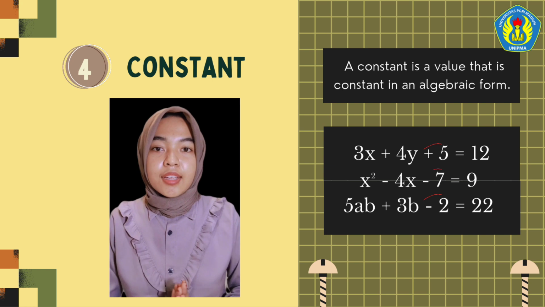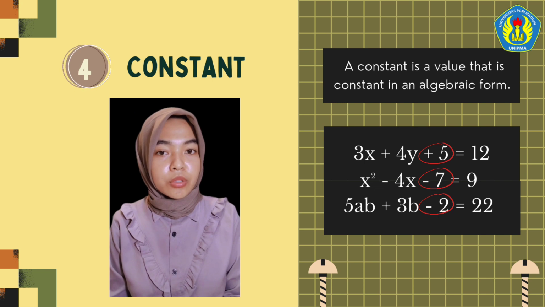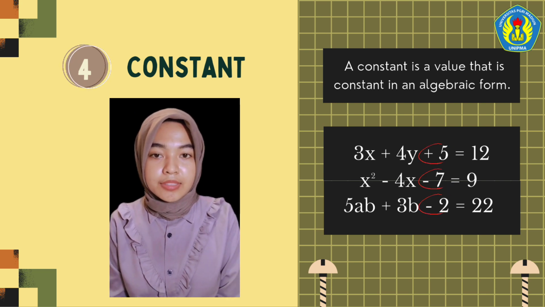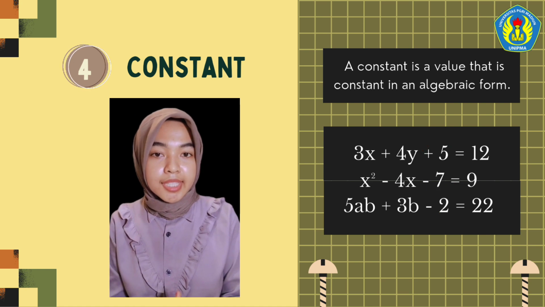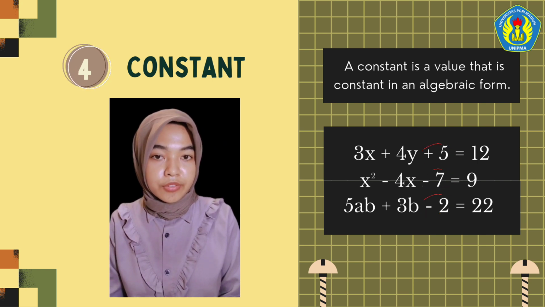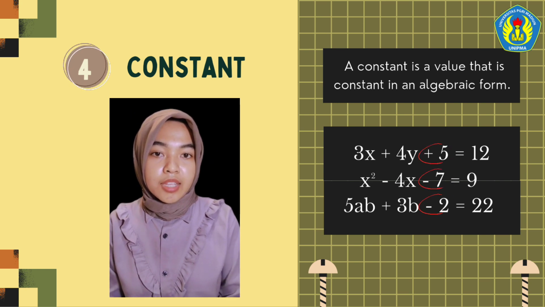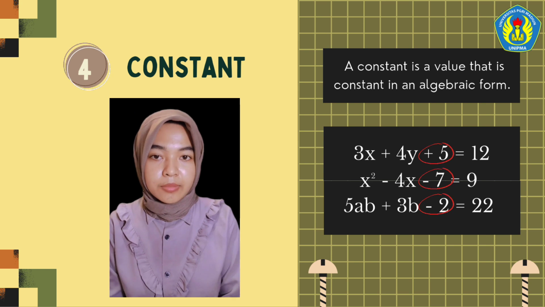For constant, a constant is a value that is fixed in algebraic form, so constants are written without variables. For example, 3x + 4y + 5 = 12, x squared + 4x + 7 = 9, 5ab + 3b + 2 = 22. In the examples, 5 is referred to as a constant, 7 is referred to as a constant, and 2 is referred to as a constant.